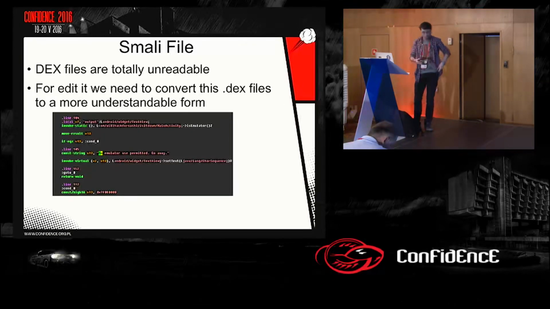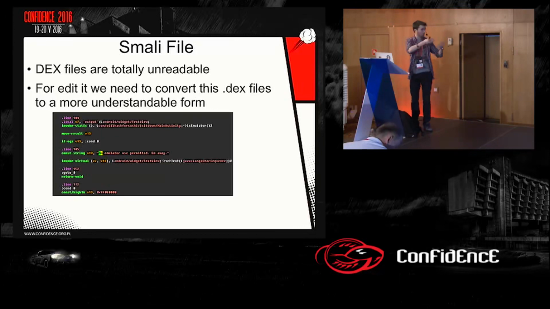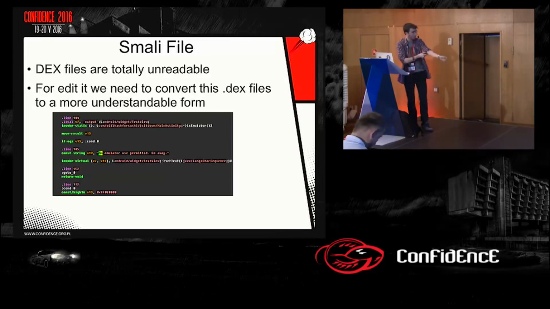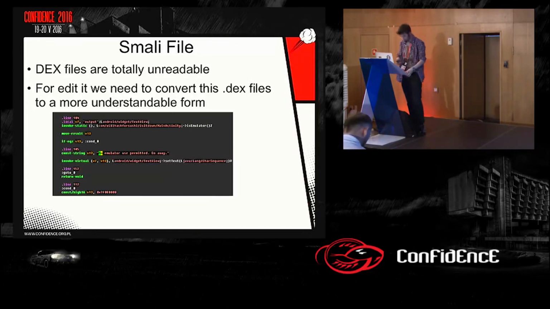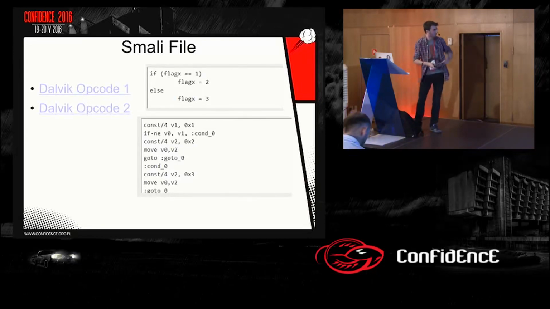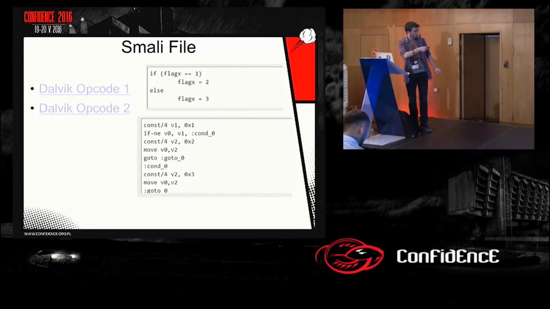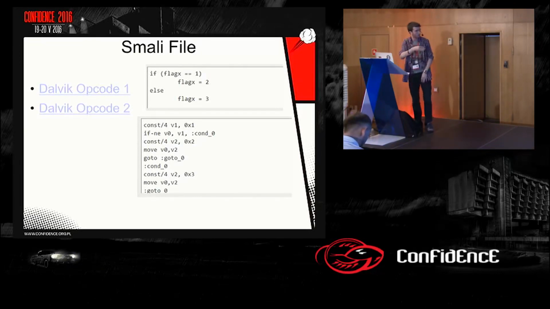This is because the binary files are unreadable, so we need to transform these files into something we can understand. This is how a smali file looks like. It's similar to assembly code, and here is where we need to modify the application. The links you cannot see very well, but in these two links, you have all the opcodes for the smali files.